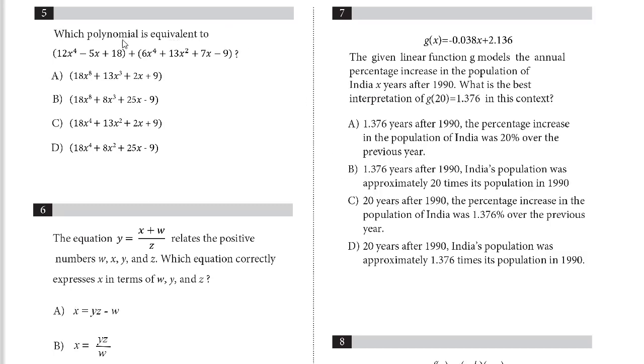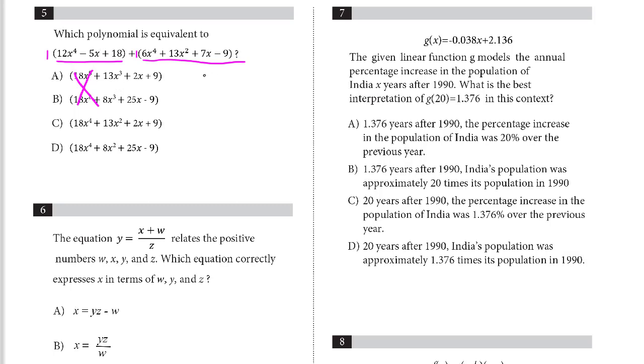Number 5, which polynomial is equivalent to this polynomial in parentheses plus this polynomial in parentheses? Note we're just adding, not multiplying like terms after we distribute. Really, the coefficients of the parentheses are 1 in each case, so not much to distribute here. So 12x to the 4th plus 6x to the 4th, well, we're not multiplying, so we can never get x to the 8th. A and B are wrong.